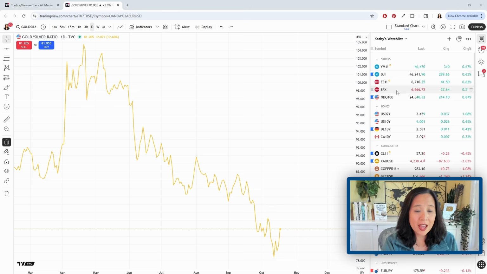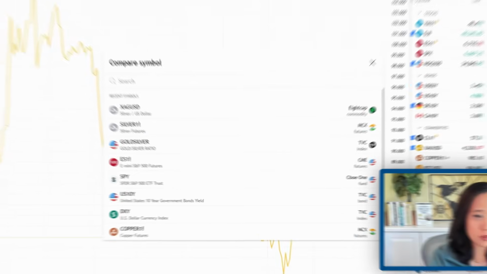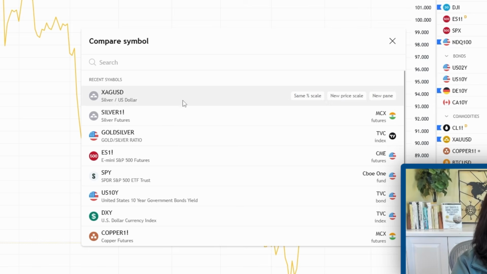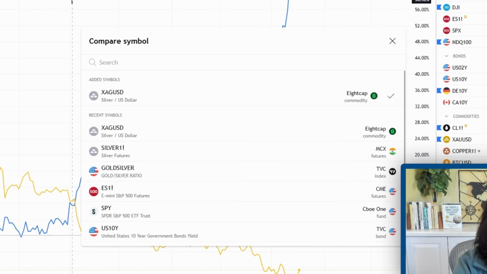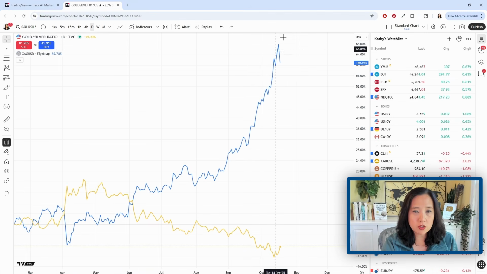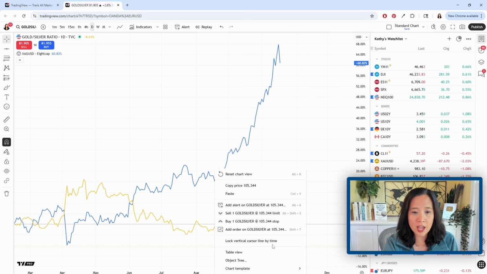So let's take a look at how the gold and silver ratio can be used to trade silver. So I've got the gold and silver ratio here, and I'm going to add on my silver instrument over here. So the silver instrument is the blue line, and gold and silver ratio is the gold line. So we're just going to move this to another panel so that it's easier to look at, and then I'll show you where the trades are.